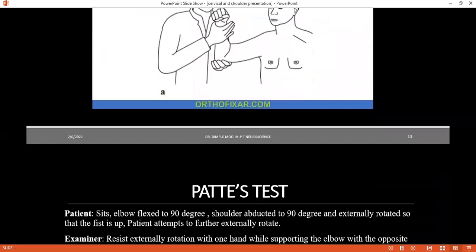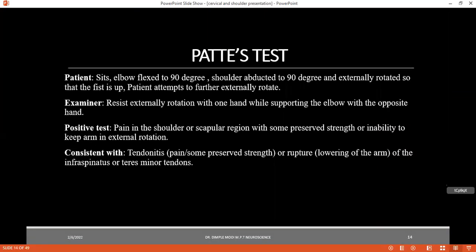Okay. In Patte's test, you have to ask the patient to sit, elbow flexed to 90° and abducted to 90°, and externally rotate. Okay, 90-90 position, elbow flexed and shoulder abducted to 90°, and you have to keep your shoulder like this. So the fist is shown downwards, and ask the patient to externally rotate it. Okay, you have to resist it.